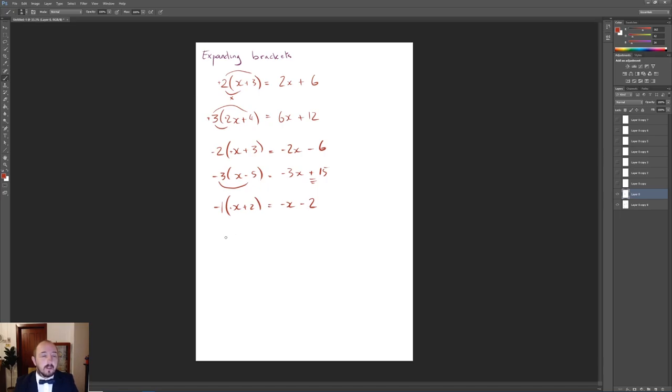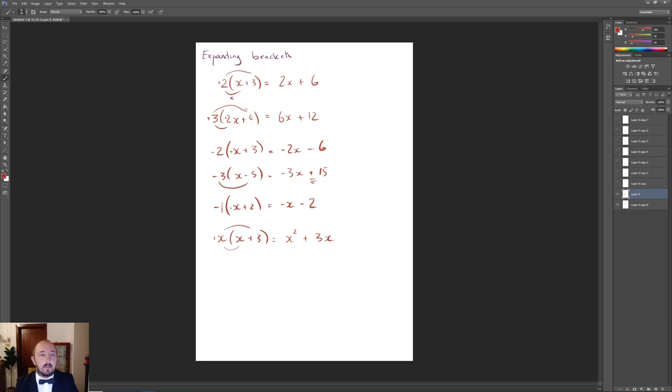We sometimes have to also expand algebraically like this, some things that have terms of x in. So x times x, like this, x times x is x squared, and positive x times positive 3 is positive 3x, like that.